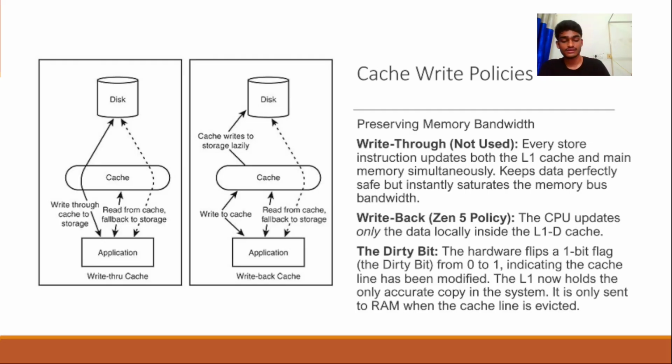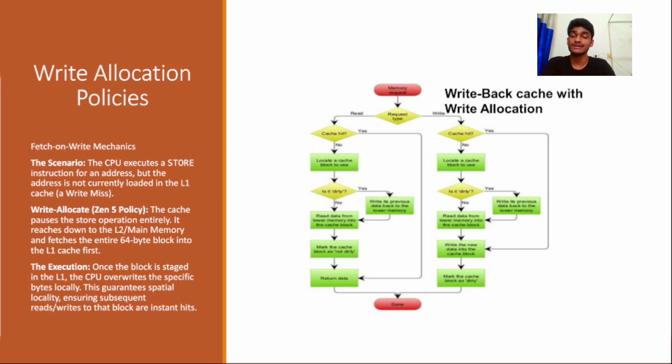The next policy is the write allocation policy. This applies when write misses happen. There are two kinds of policies: write allocation and no write allocation. With write allocation, the cache goes to the main memory, fetches the entire block into the L1 first, and it is updated there, not in the main memory every time.